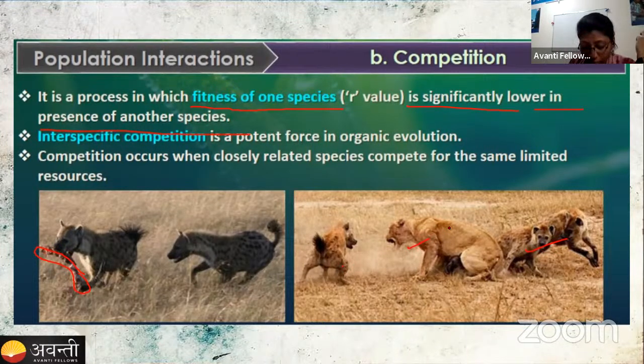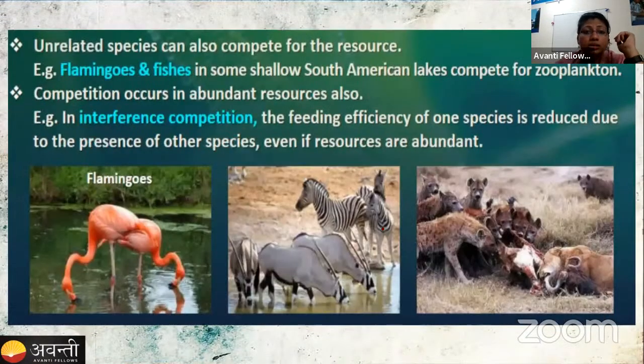And according to you, which will win? Obviously, the tiger will win, because the tiger is strong enough compared to the jackal to make them leave that particular area. Now, this competition can also take place between unrelated species for the same resource. For example, flamingos and fishes, okay, in a South American lake, they compete for the zooplankton.